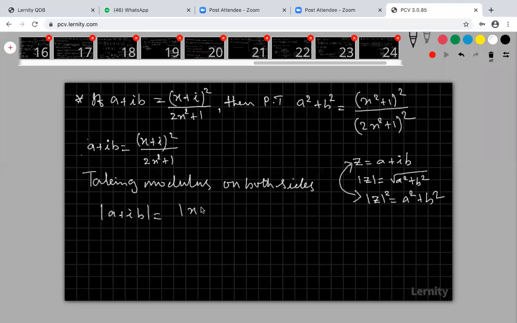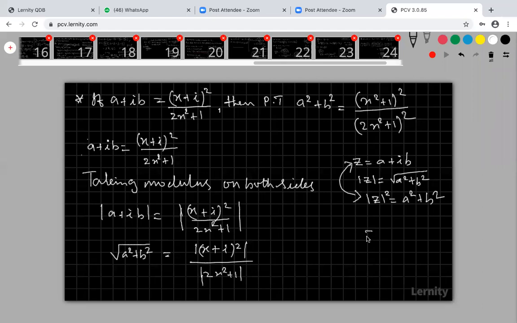Here also, modulus of x plus iy the whole square divided by 2x square plus 1. Here it is nothing but root of a square plus b square. Just now I told you that if z is a plus ib, modulus of z is root over a square plus b square. Here I can split it like that: x plus iy the whole square divided by 2x square plus 1.